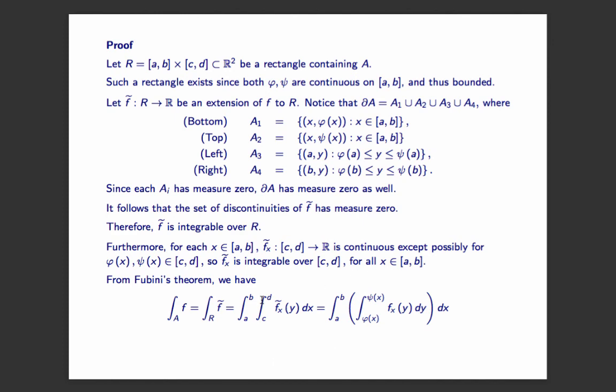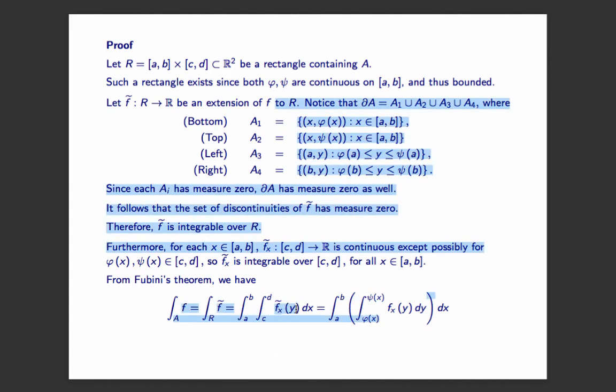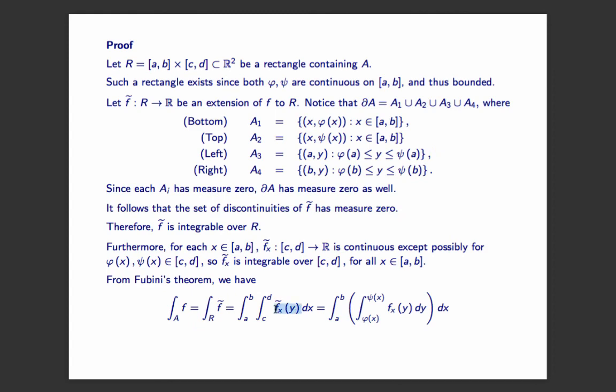That's why, sorry, I can't get this to highlight the way I want. This integral from c to d, for each fixed x, is not going to go past psi at the top and phi at the bottom because f tilde is 0 below phi and 0 above psi. And that's how I get my result. Well, that's all for today.